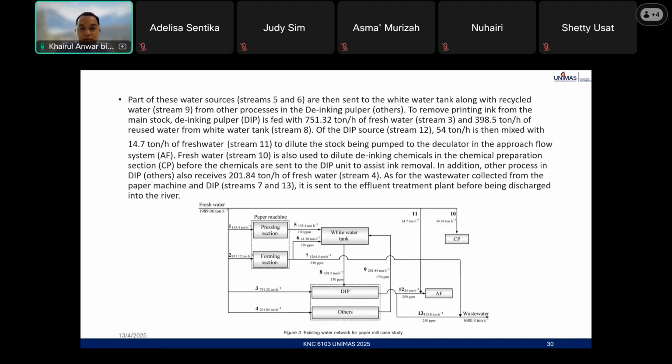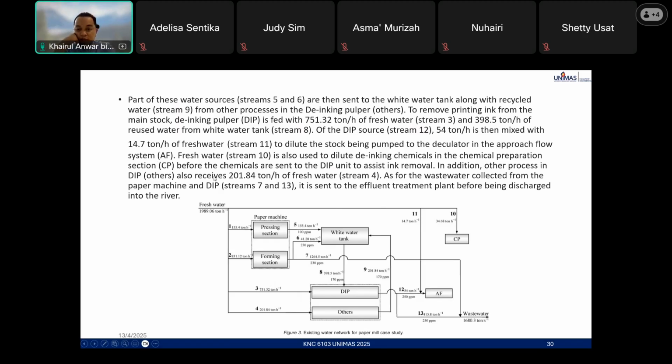Other process is in the deinking plant, or DIP. To remove printing ink from the stock, the deinking plant is fed with 751 ton per hour. It was still through 228 that shuttle from what the 78 of the DIP source still 54 ton is then mixed with 27 ton of fresh water through stream 11, to dilute the stock before it goes to the regulator in the hospital system.